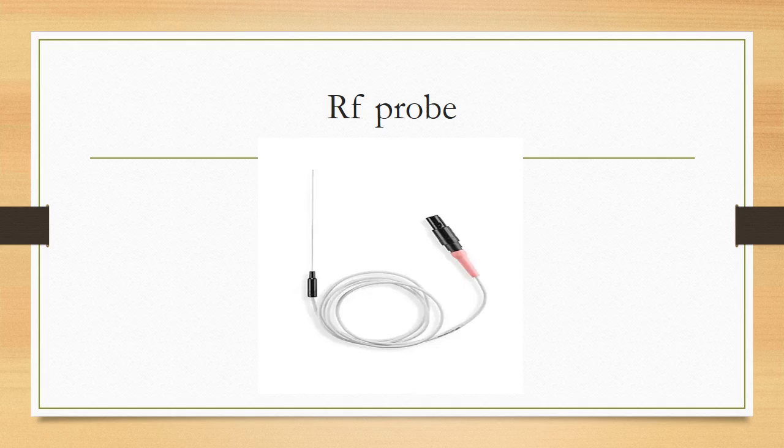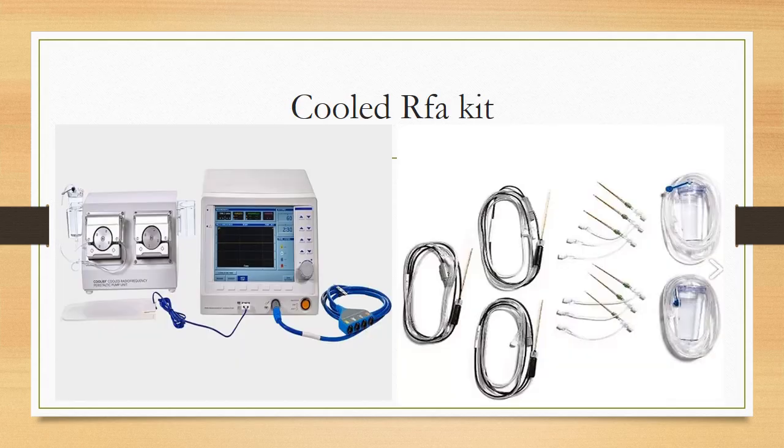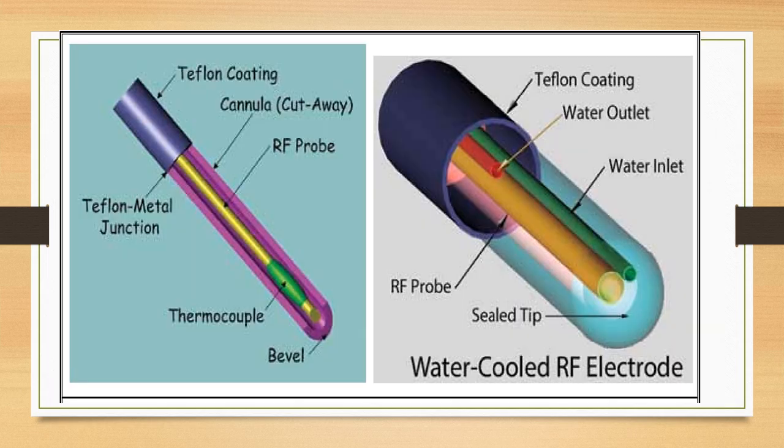Radio frequency probe, which is also called a thermocouple. Describe the mechanism of the thermocouple. Cool radio frequency ablation kit. This is an RF generator machine. This is the cool RFA kit. These are various cannulas, needles, and the pump. You must know the mechanism of the RF, where water is used to control the temperature, and that is why the lesion size is big.